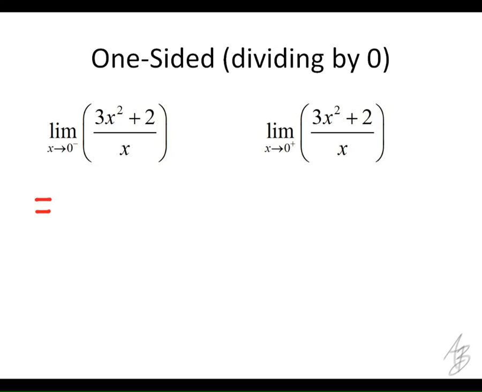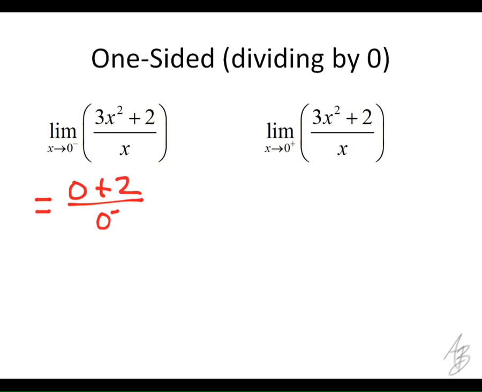So again, let's try direct substitution, but let's use some of the stuff that we know. So we're going to have, what's this first term going to be here when I put 0 in? 0, right? So we're going to have 3 times 0 squared, which is just 0. So we have 0 plus 2 on top. On the bottom, we're going to have 0. But since we're approaching from the left, we have a negative 0.